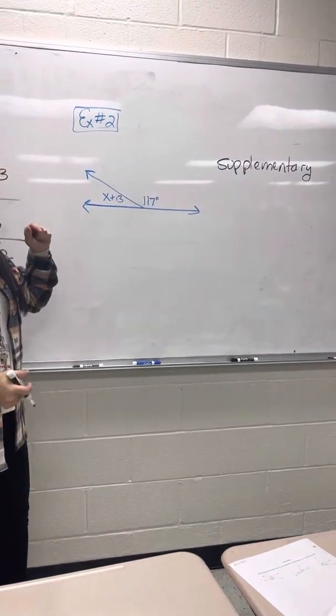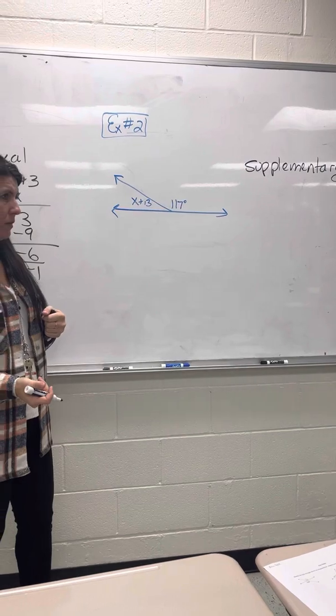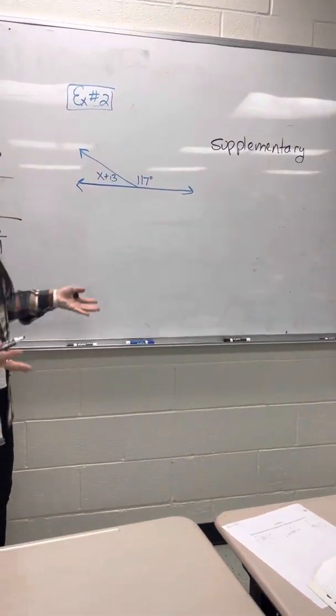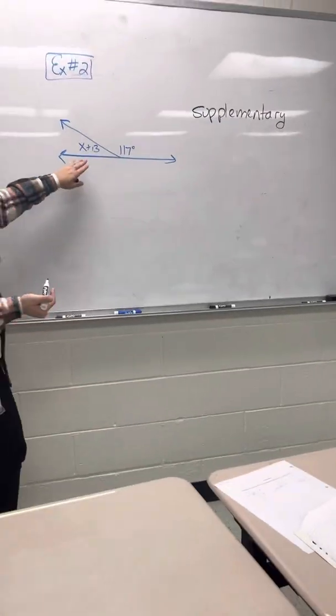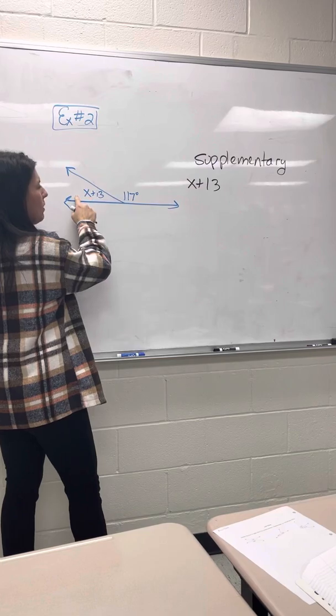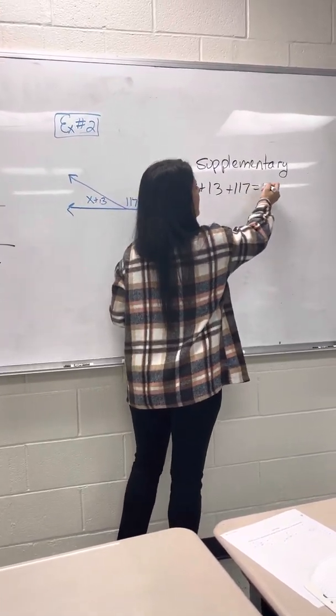What do we know about the relationship of supplementary angles? It has to add up to 180 on both sides. Good. I don't like both sides. They just add to 180. Okay. So we can say X plus 13, this angle plus this angle equals 180.